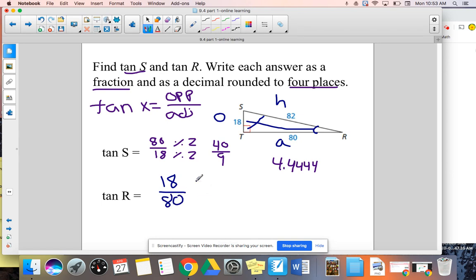And then again, this can reduce the same way as above. So I'm going to divide the top and bottom by 2. And this time we'll have 9 over 40. And if I type that in my calculator, I get 0.225. And then since they wanted 4 decimal places, I'm just going to add 0 so that it's 4 decimal places.